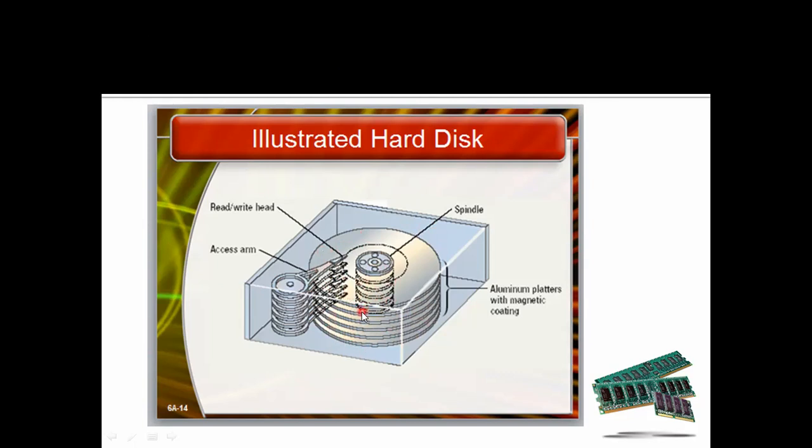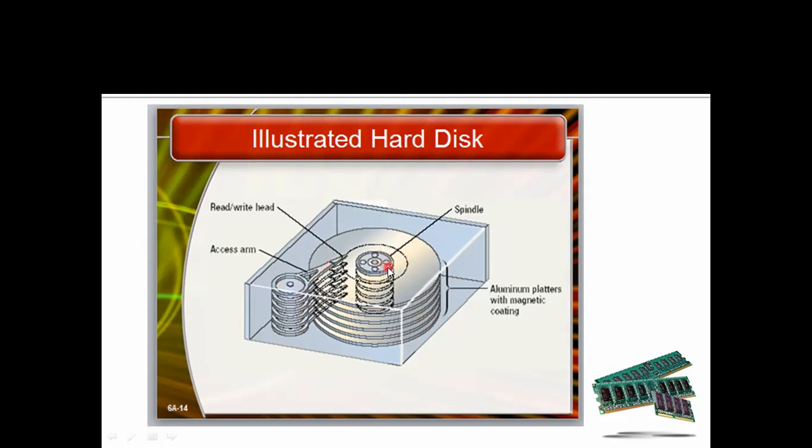Like this, how many disks are connected depends on the capability of the hard disk. Suppose you are taking a 500 GB hard disk, or 1 terabyte, or 2 terabytes, like that we take the capacity of the hard disk. Depending on the capacity of the hard disk, that many disks will be connected in this shaft.